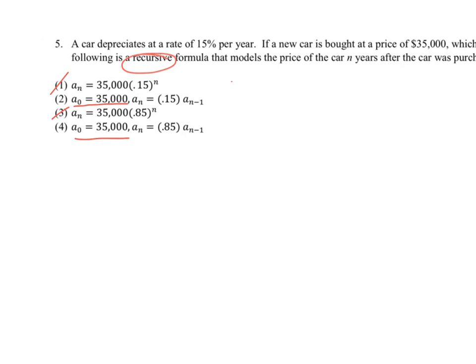Now the distractor is this choice here because it has 0.15 in. But you have to remember, when you depreciate, what you're doing is really taking away 15% from 1. You're taking away from the 100% that your car was worth. So that tells me that I'm really a 0.85 rate. And there's my answer.